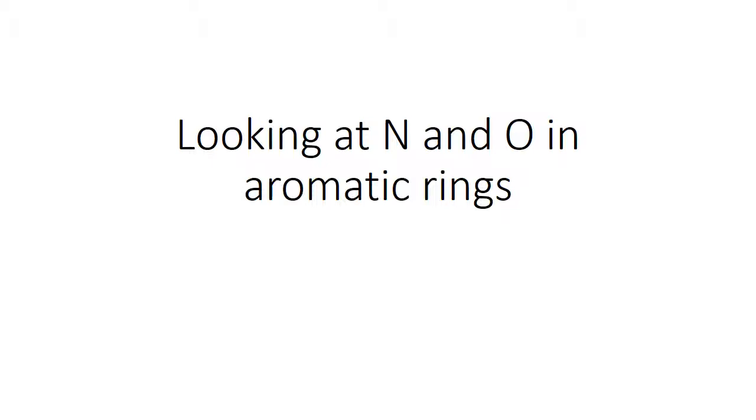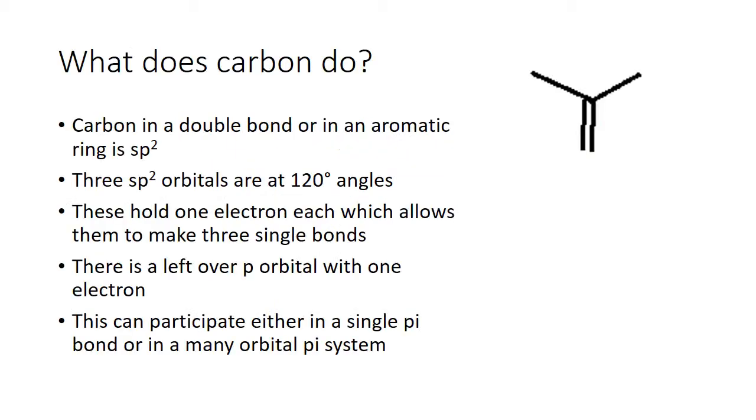Okay, we're going to look at aromatic rings with nitrogens and oxygens in them. You can have the other elements that are below them in the periodic table in the aromatic rings also, and they do exactly the same things as nitrogen or oxygen. So sulfur does the same thing as oxygen, and phosphorus would do the same thing as nitrogen.